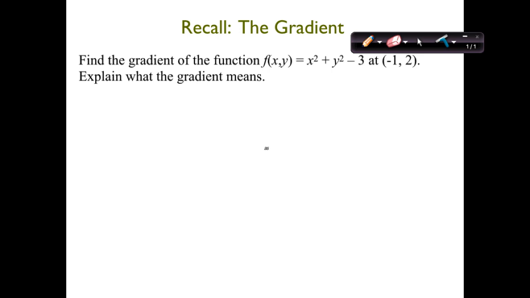Okay, how do you find the gradient? Anyone remember? John? It's the partial with respect to x, and the partial with respect to y. Great. It's fx, fy. So fx is 2x at -1, -2, and fy is 4.